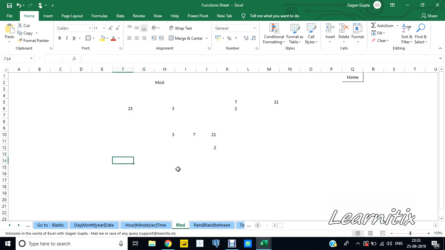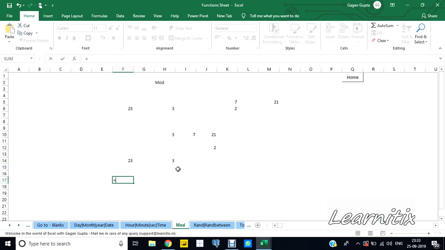So suppose 23 and 3. So let's use the mod function: equals MOD, the number and the divisor. So the number is 23 and the divisor is 3. So it will give us the remainder value, that is 2.